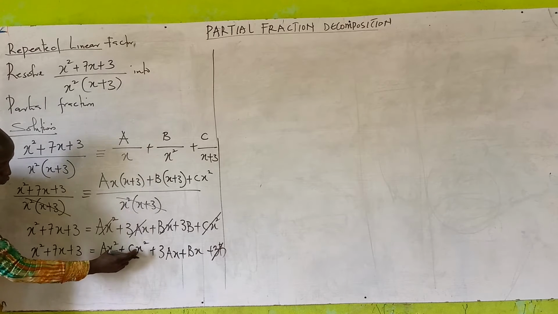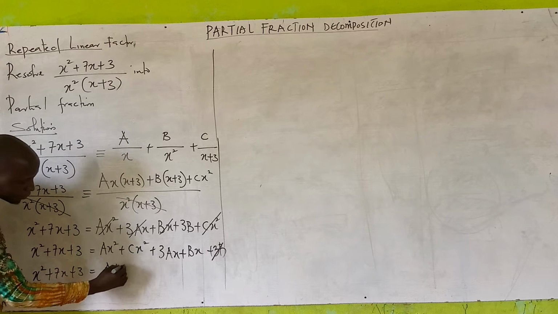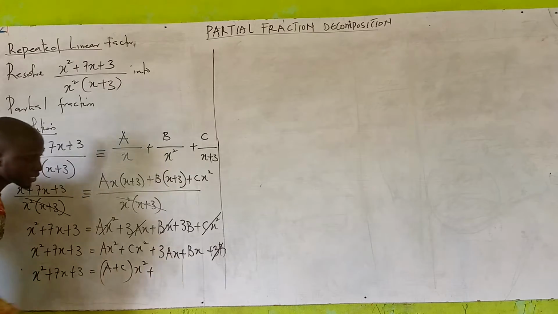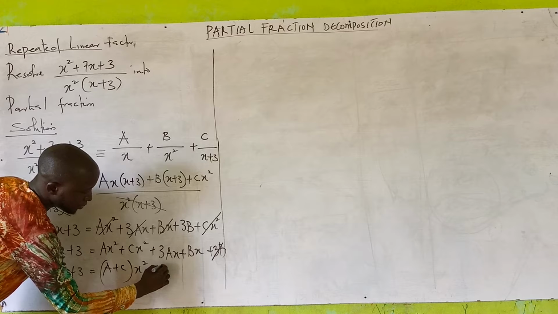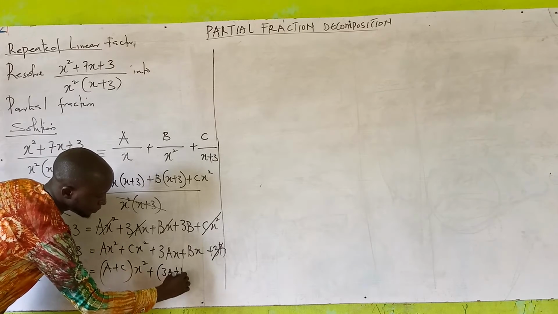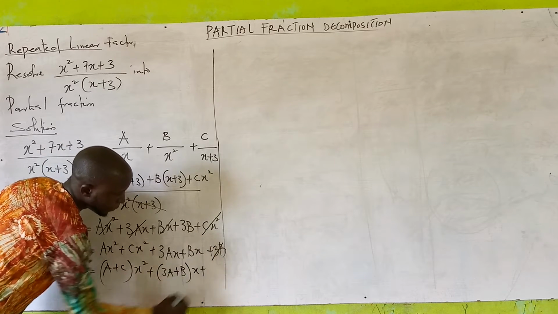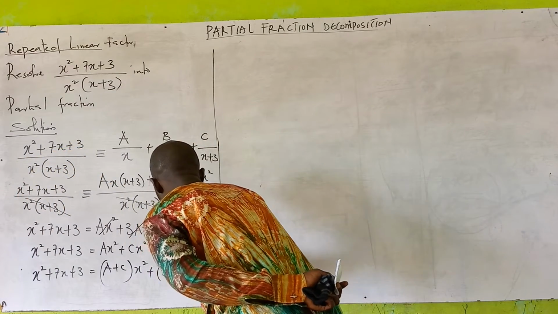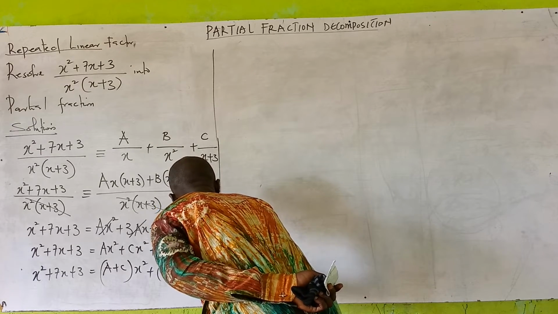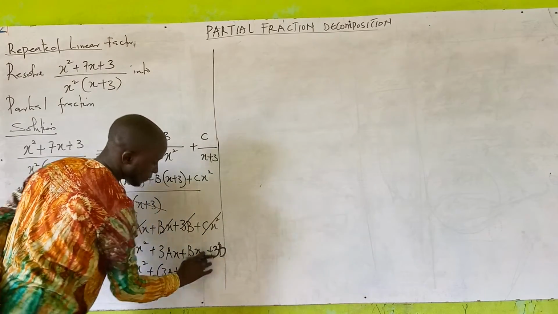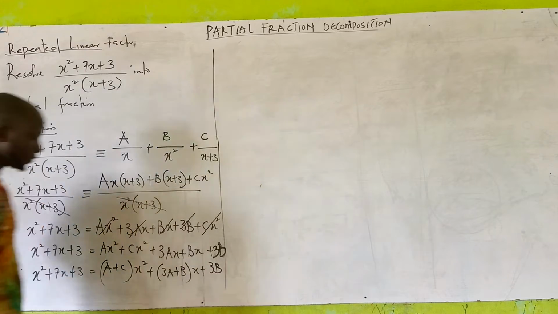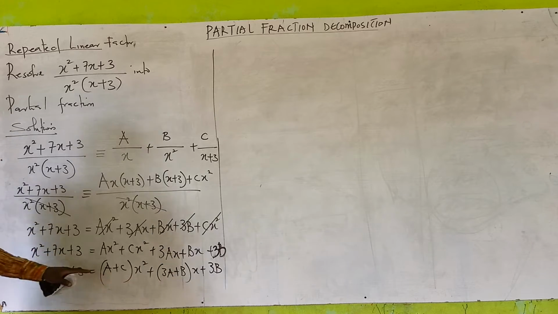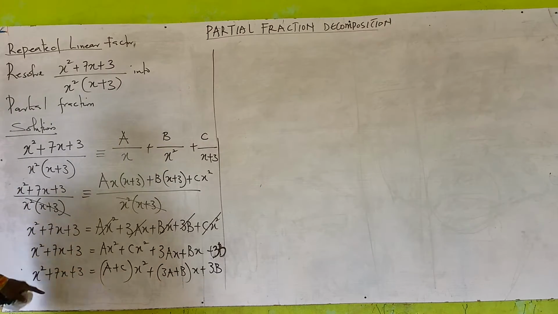x squared is common to these two. Then we have a plus c into bracket x squared, plus x is common to these two. Join them together, say 3a plus b into bracket x, plus 3b. We have plus 3b here, and 3b is 3b. So we have plus 3b.